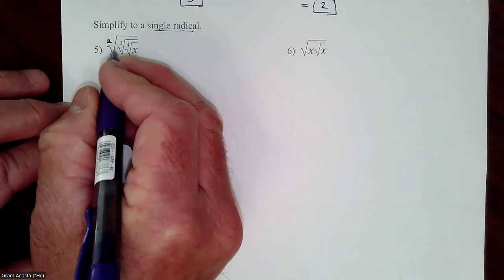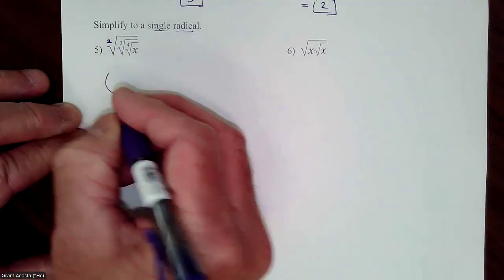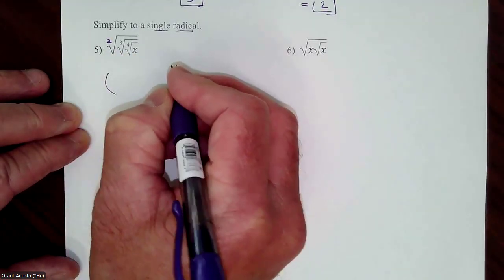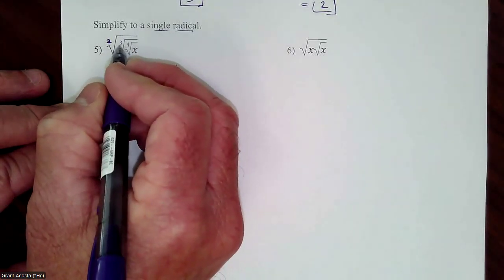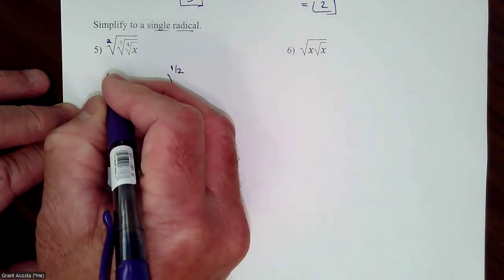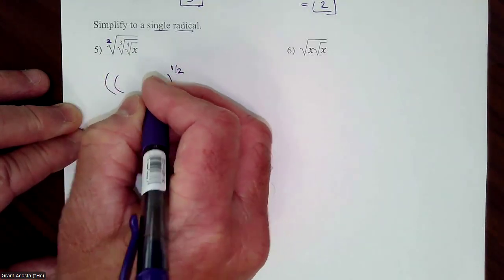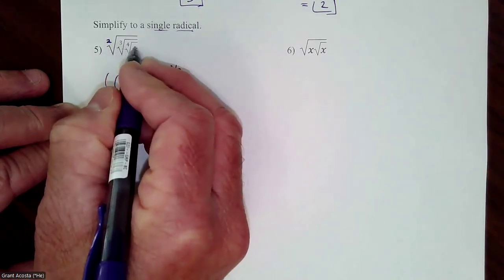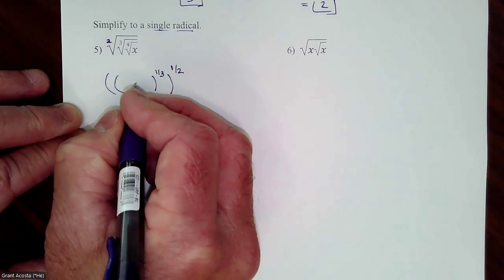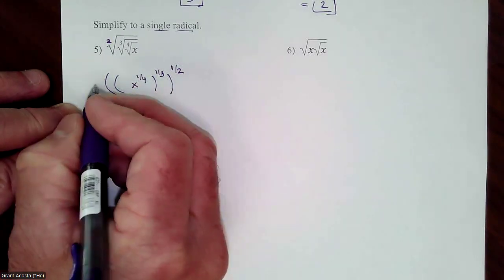Well, if I rewrite this, starting with the outside, taking the square root of something means I'm raising it to the 1/2. But what am I taking the square root of? I'm taking the square root of the cube root of something, which means I'm taking the square root of something raised to the 1/3. And what is inside the cube root is the 4th root of x, which is the same as x to the 1/4.